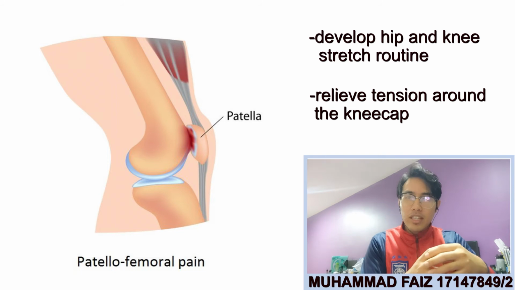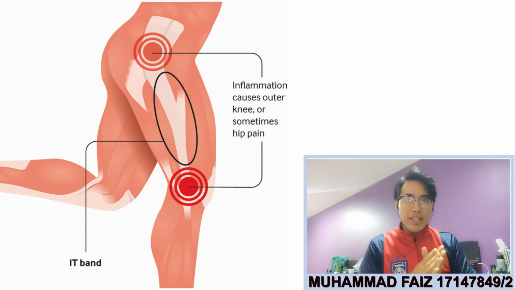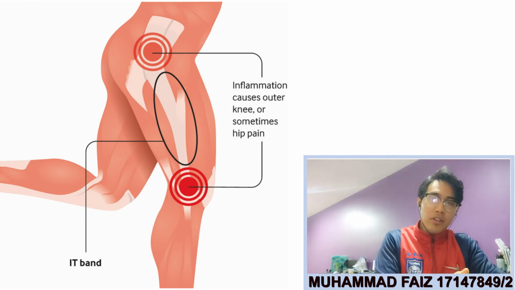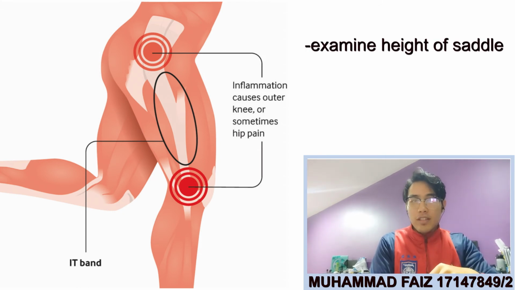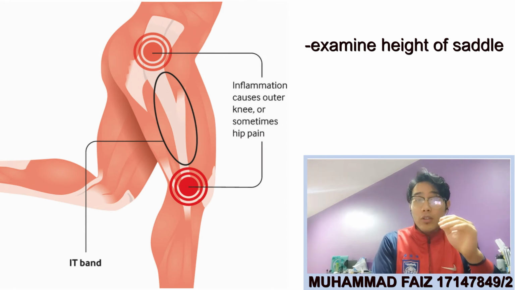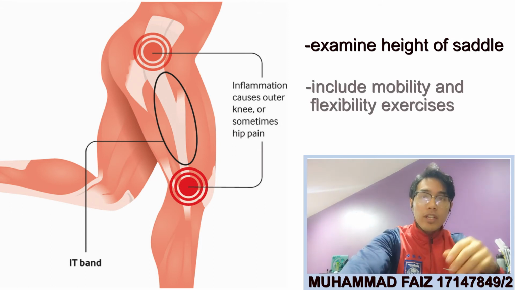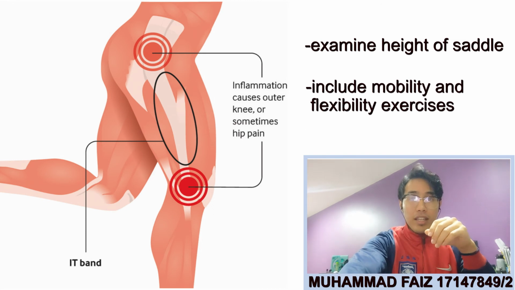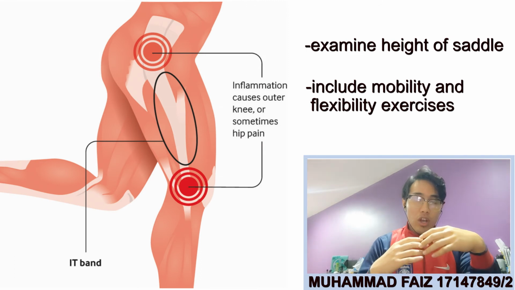Another common lateral knee injury, IT band syndrome, can also occur, where there is pain outside the kneecap, frequently accompanied by stiffness of the hip on the same side. This could be examined by the height of the saddle itself, because sometimes the saddle might be too high or too low for you, and this problem will occur.